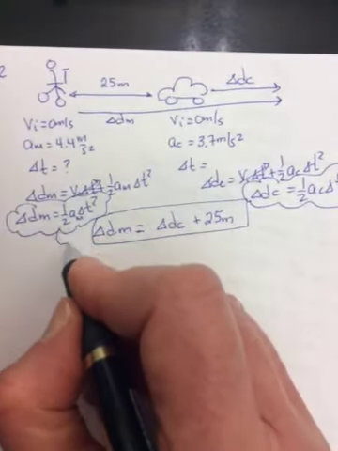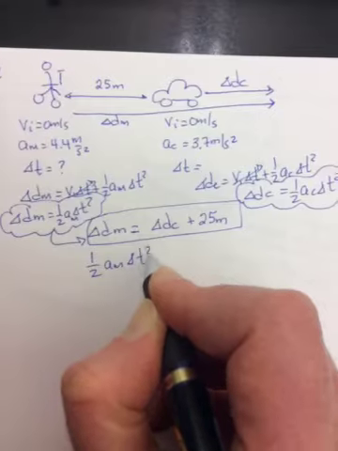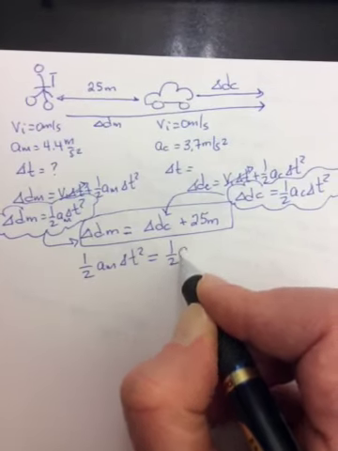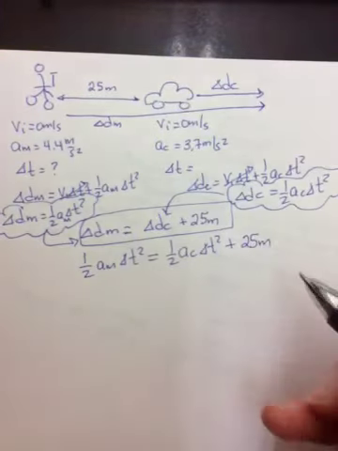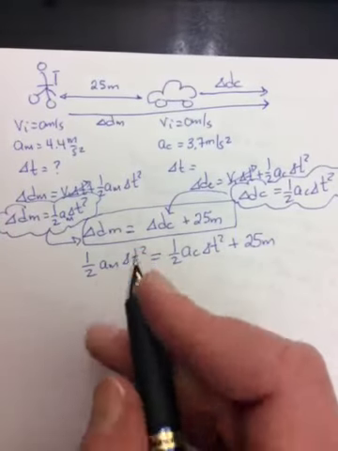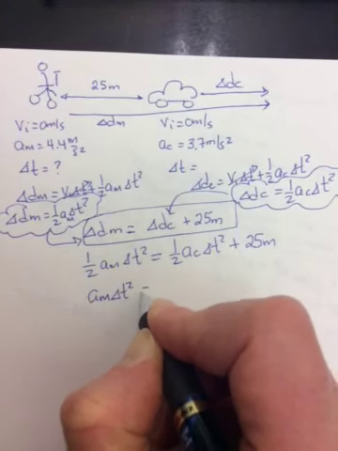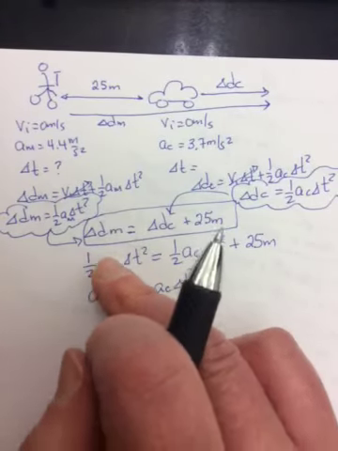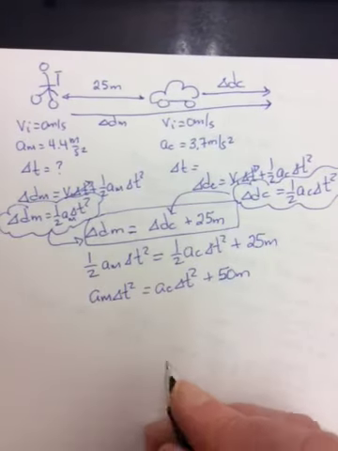Where delta d of the motorcycle is, fill in 1/2 a of the motorcycle delta t squared. And where delta d of the car is, fill in 1/2 a of the car delta t squared, and keep your plus 25. Now we have 1 equation, 1 unknown, delta t. If you want, first multiply by 2. You don't have to, but I'm going to because I know fractions screw some of you up. But when you multiply by 2, you also have to multiply the 25 by 2, so it becomes 50.